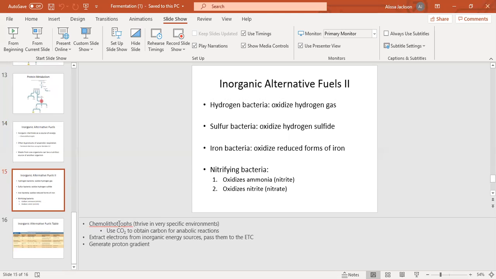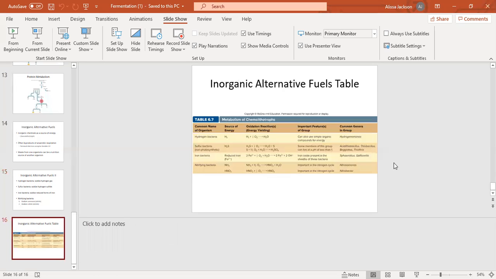Let's see. Chemolithoautotrophs thrive in super-specific environments. They use inorganic carbon to power their anabolic reactions that build things, right? They extract electrons from these inorganic sources and pass them to the electron transport chain. Generate your proton gradient and energy for the cell. Okay. Yep, and here's a chart of that.